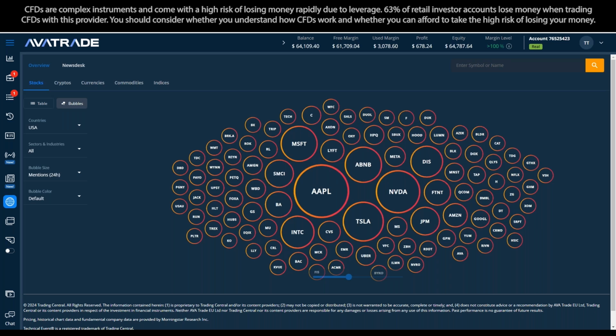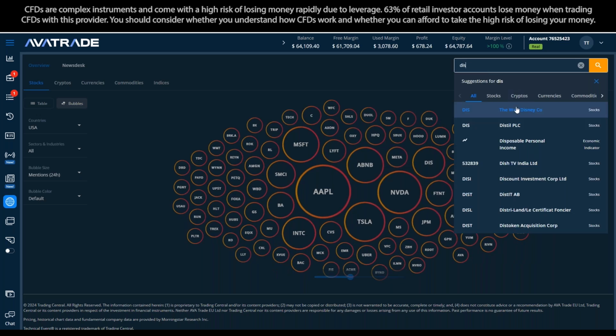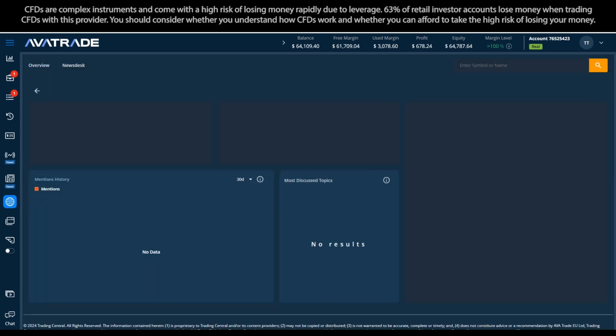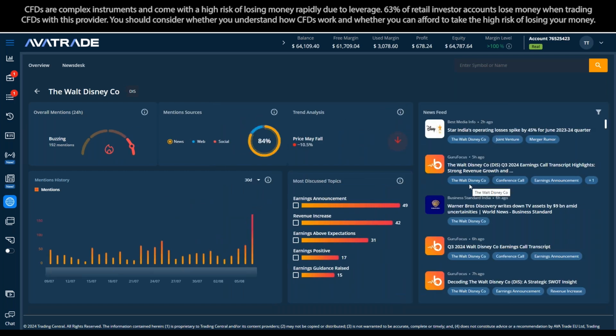And if you don't see a bubble for the one you're looking for because it's not trending as much as Nvidia and Apple and these others, then we can just search and start to type Disney and it'll pop up. Here's Walt Disney. So some things jump out at you as we look at something like this. First of all, the short-term prediction is for Disney to fall 10.5%. It said the same thing yesterday, by the way.